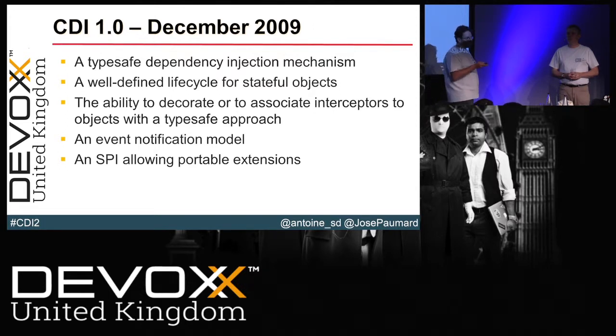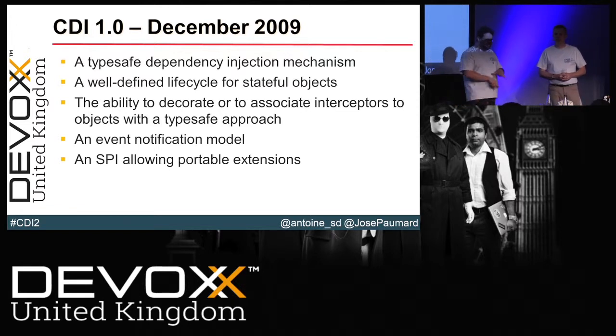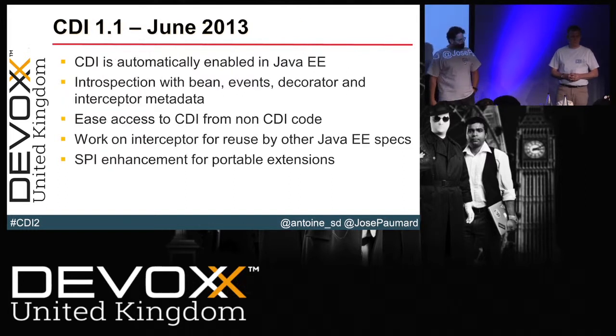So it's advanced programming, but it's very important for the success of CDI and the adoption of this programming model. Okay, let's go through the overview. In June 2013, we released CDI 1.1 with Java EE 7. There were a few announcements, mainly the fact that CDI in Java EE 7 is automatically enabled. Before that, you had to explicitly enable CDI in your application. From Java EE 7, it's done automatically.